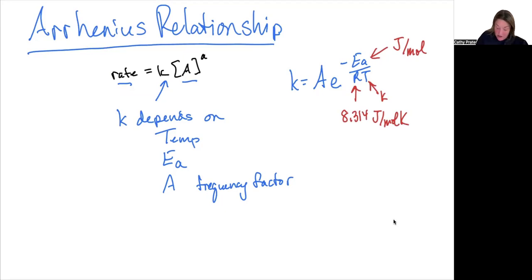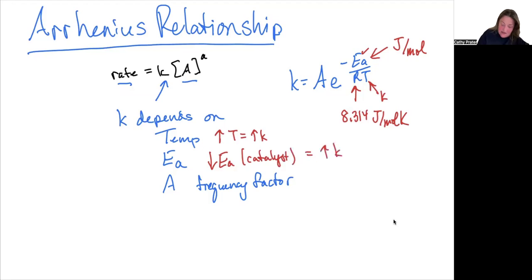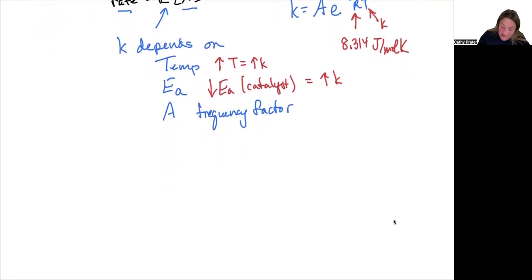So with temperature, an increase in temperature is going to give us an increase in the rate constant. For activation energy, because we have a negative exponent and it's in the numerator, a decrease in activation energy, like with a catalyst, is going to give us an increase in the rate constant. And these aren't linear changes. A common form of the equation that is used is this one.